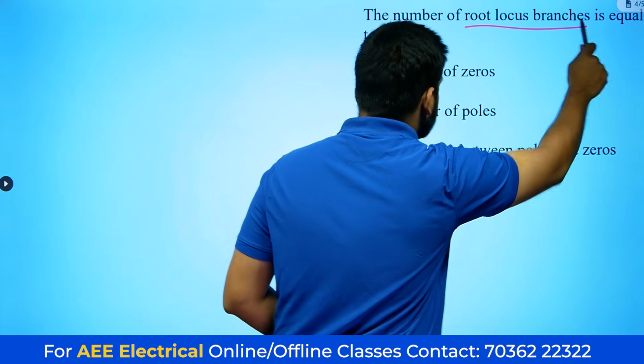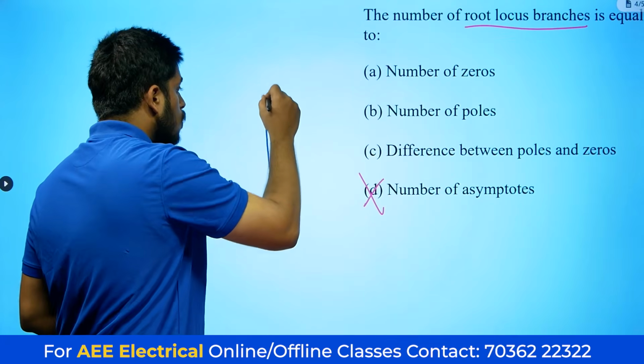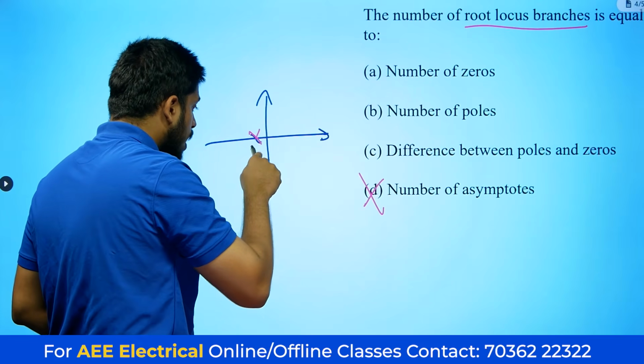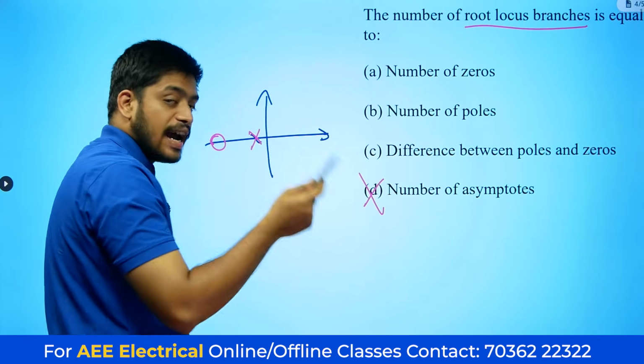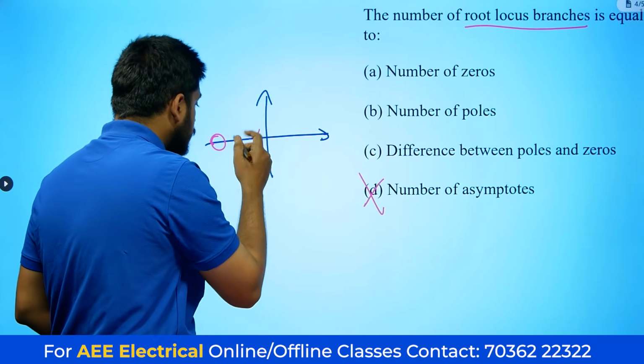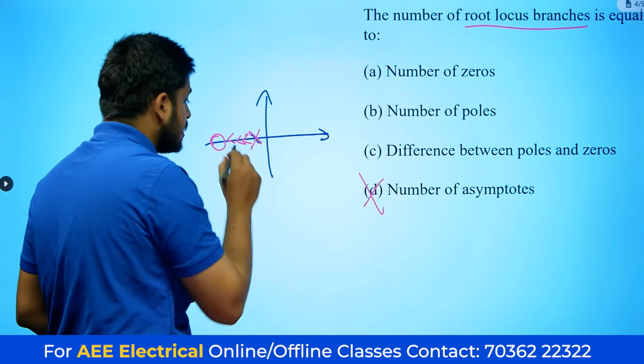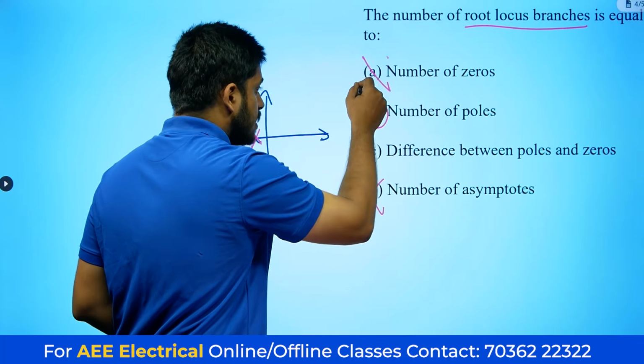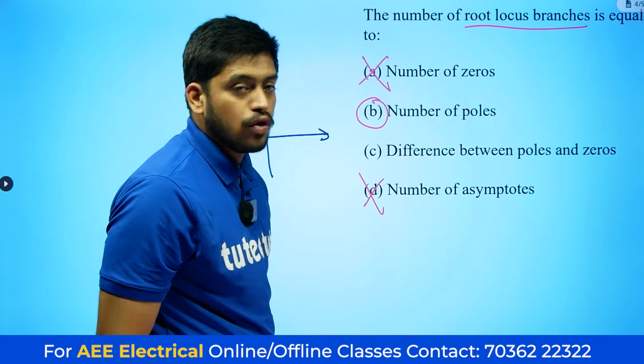Root locus branches, in the sense, we already know the root locus is going to originate from a pole and end at a zero, or go to infinity. So at this particular point, you need to see that firstly this could be the right answer. Zero will not be the answer at all. And difference between poles and zeros.